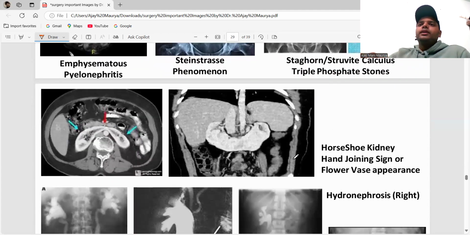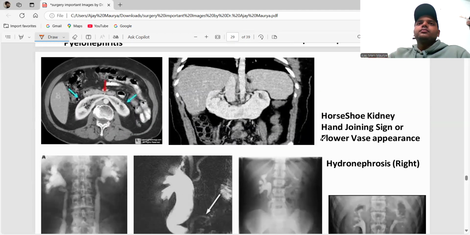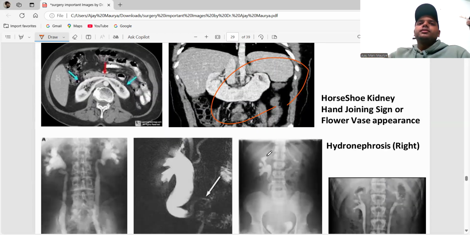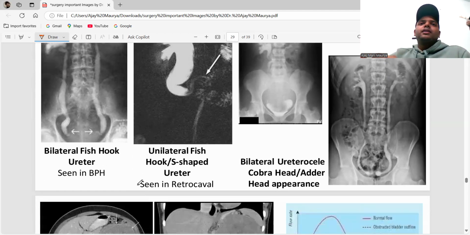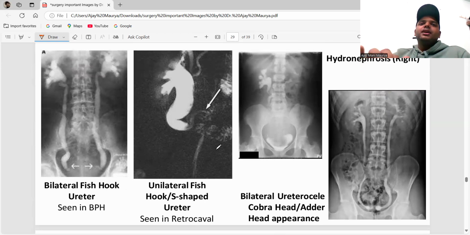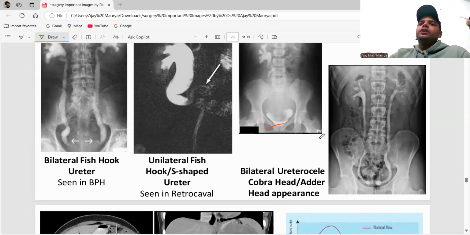This is the horseshoe kidney, or hand joining sign, or flower vase appearance. Horseshoe, guys. See, in BPH there is bilateral fish hook ureter. Bilateral fish hook ureter is in the case of BPH. The unilateral fish hook is the S shape in the retrocaval ureter. This is the cobra head. It is cobra head in the ureterocele.